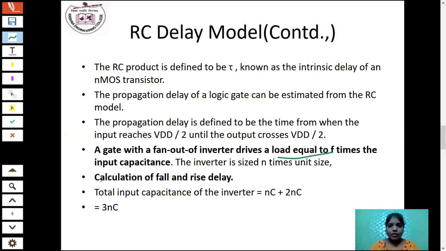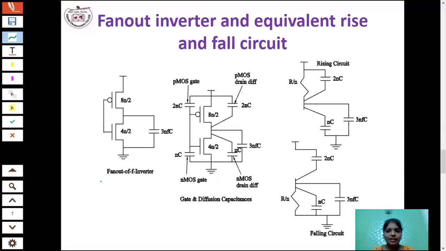Here you just consider this example. In this, we are going to find the fan out inverter and the equivalent rise and fall circuit. So here you are considering the inverter. For this inverter they have given the values 4n by 2 and 8n by 2, which is nothing but your aspect ratio. From this aspect ratio, you have to find the value of resistance as well as the capacitance value. You know that the capacitance is KC.